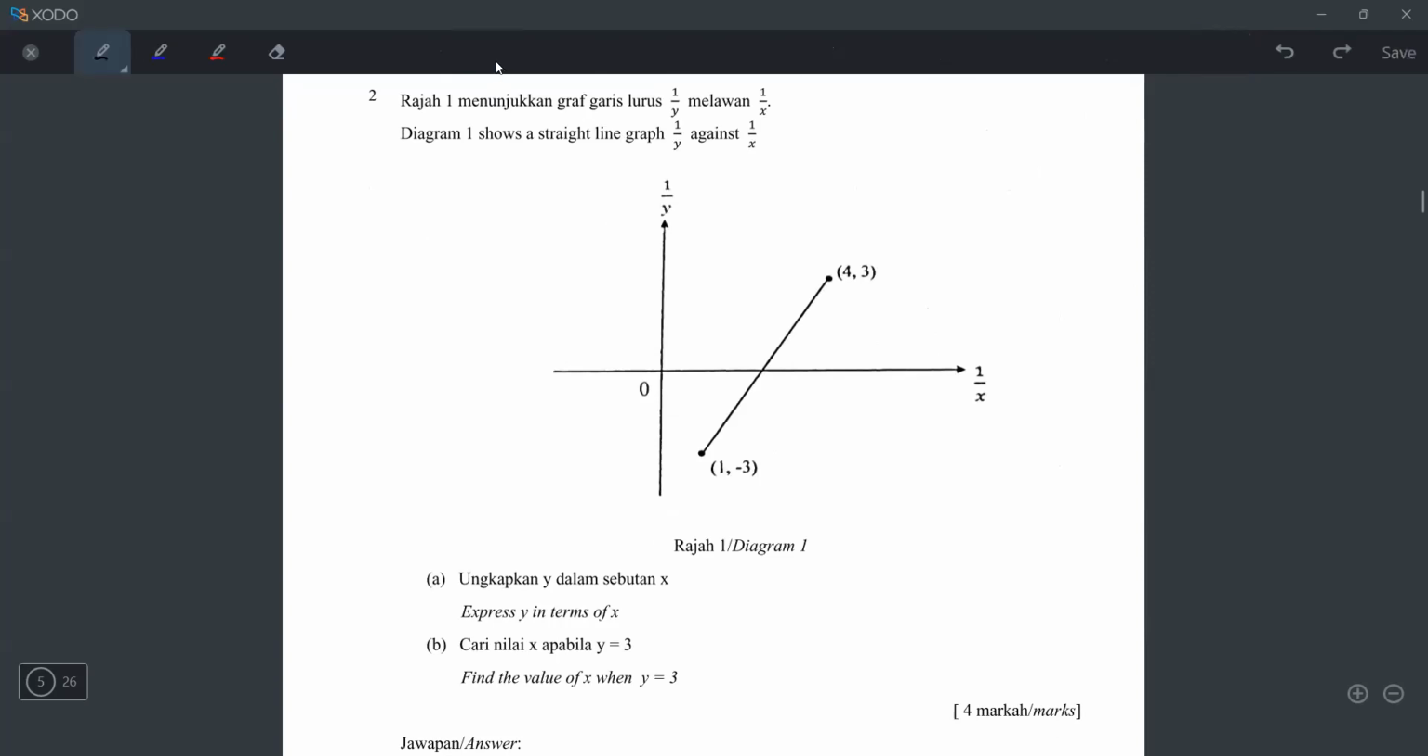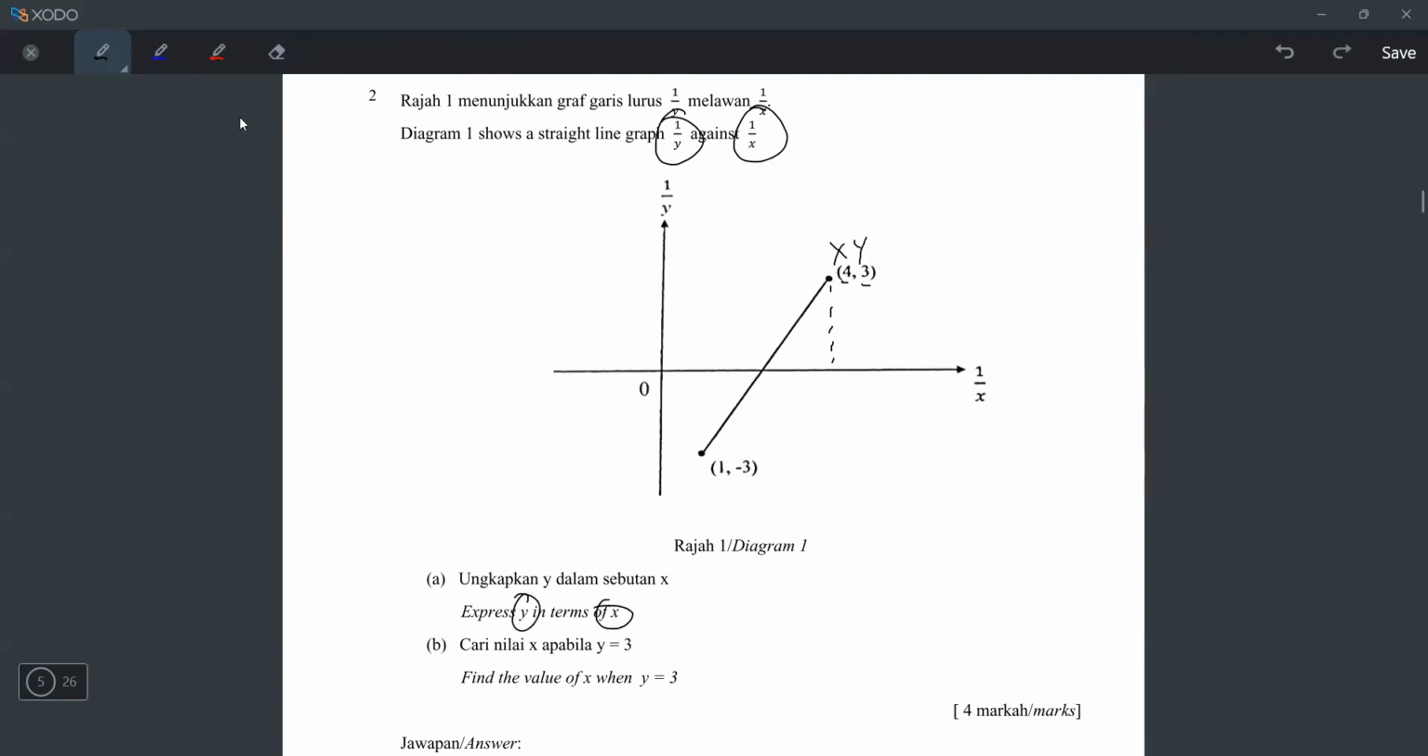Okay, let's continue. Number 2, linear law. Diagram 1 shows a straight line graph of 1 over y against 1 over x. When you do linear law, always check the y-axis and the x-axis. So we can see that this is 1 over y, this is 1 over x. But we need to know something here. Because of the points (4, 3), we cannot say this is the x and the y. We cannot say that because this is not x, this is 1 over x. And same thing, the 3 is not the small y, it's actually 1 over y. Or, if you don't want to call it 1 over x, 1 over y, you can call it big X, big Y. Can also.